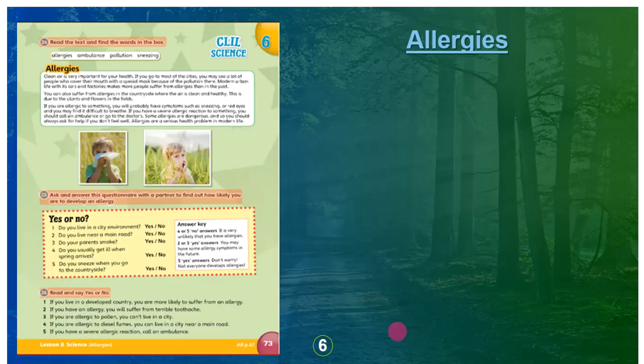The final main lesson in this unit was the CLIL lesson, Science. It was entitled Allergies. Now, we took some words like the word allergies, which means a condition where you have skin problems or breathing problems because of a type of food that you ate or something that you touched or got closer to. So some people are allergic to some kind of food, and some people are allergic to kinds of plants or whatever. Then we took the word ambulance, the word pollution, and sneezing.